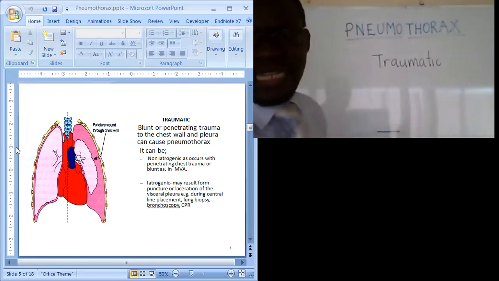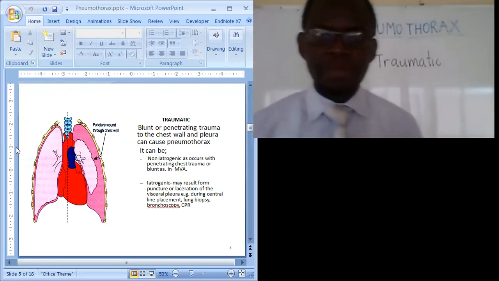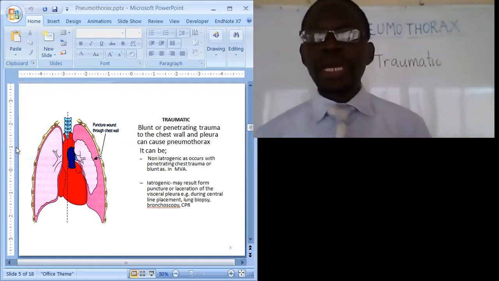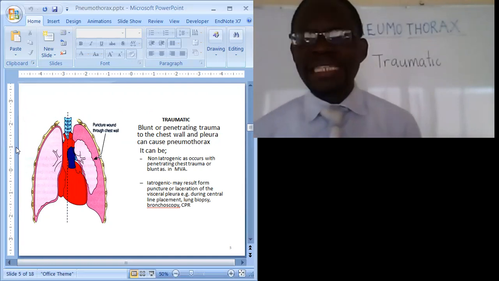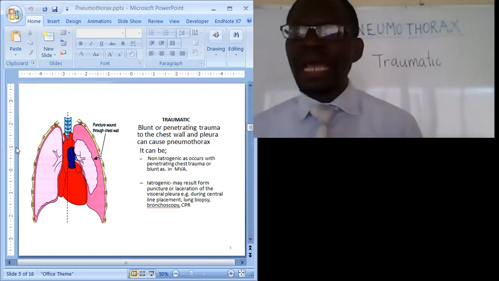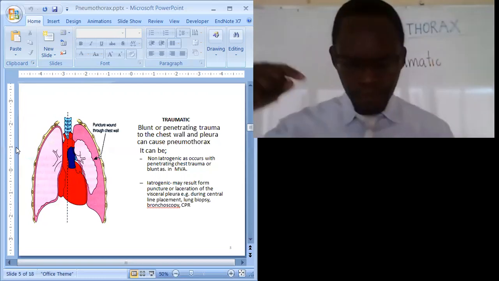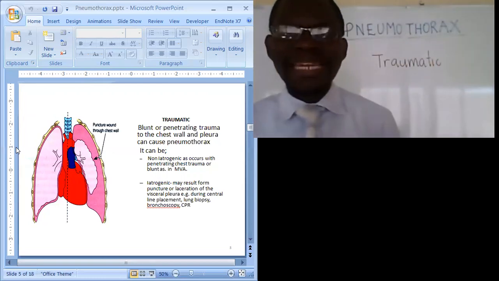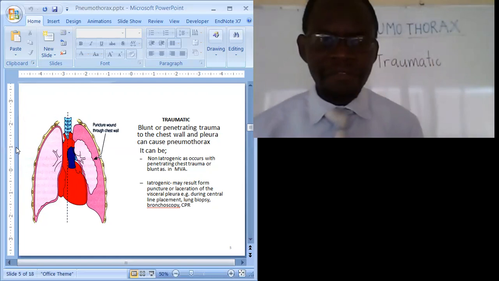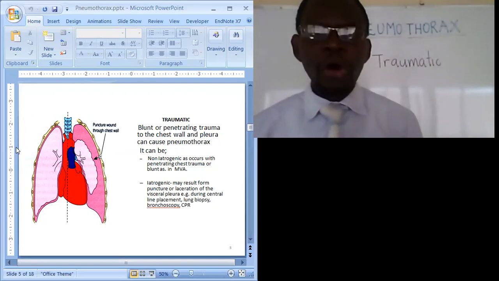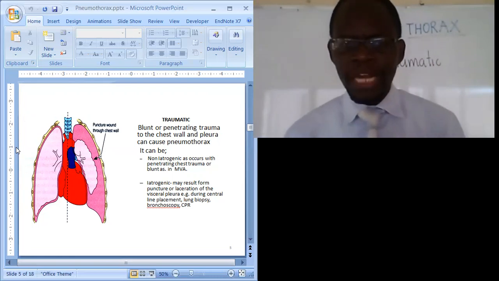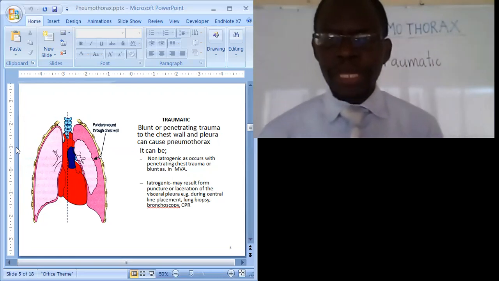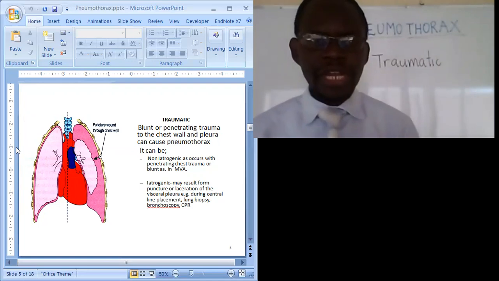Now, the other mechanism of injury is what we refer to as traumatic. Now, with traumatic, just like the word trauma, it basically means either blunt or penetrating. For example, it can occur as a result of a fall, like someone falls from a high building, yeah? Or someone is stabbed by a knife, yeah? That is penetrating. Or if someone is shot by a bullet, that can also be penetrating.